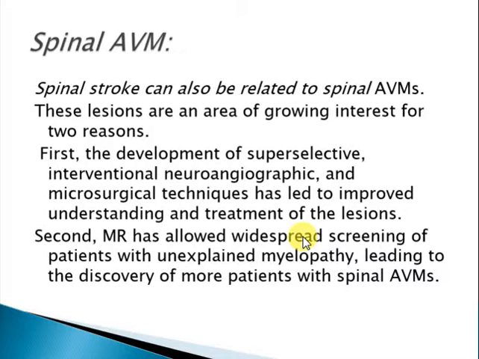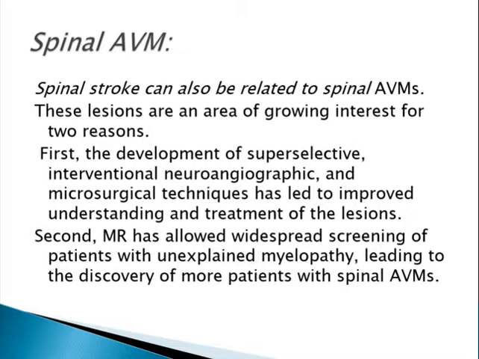Spinal stroke also can be related to spinal AVMs. These lesions are an area of growing interest for two reasons. The first reason is the development of the super-selective interventional neuroangiographic and microsurgical techniques. These techniques have led to opening a new era of treatment of the spinal AVMs with endovascular procedures. The second reason is that MRI now allows screening of a lot of patients with unexplained myelopathy. So this leads to the discovery of more patients with spinal AVMs that were not discovered before.